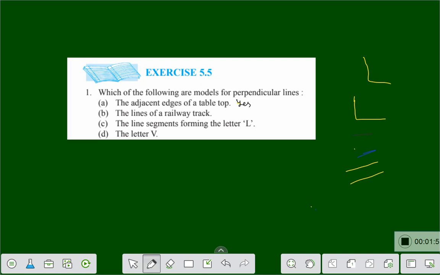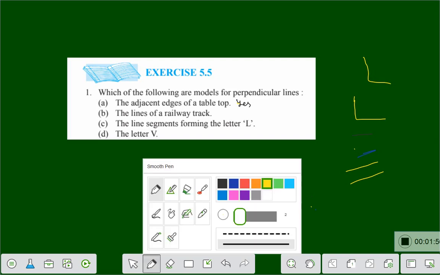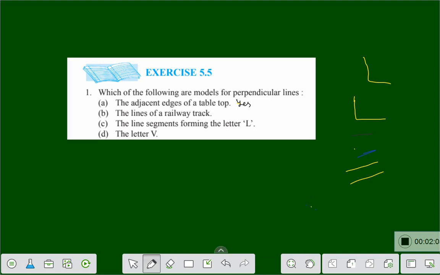The parallel lines of a railway track. That answer is no, right? Therefore, the answer is no.